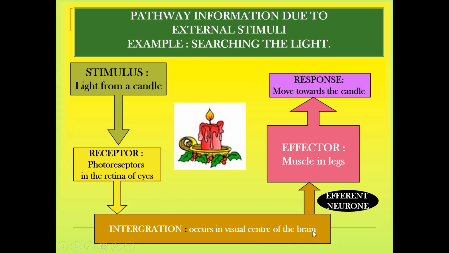Inside the brain there is an interneuron. The interneuron will connect between afferent neuron and efferent neuron. Then the brain will interpret the information, and the brain will send the nerve impulse to the effector. The famous example of effector is muscle. Using what? Using efferent neuron. Then this effector will make the response: move towards the candle.